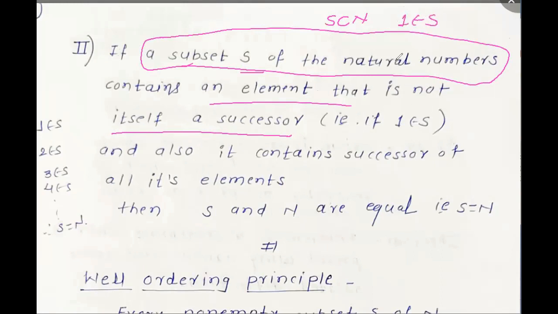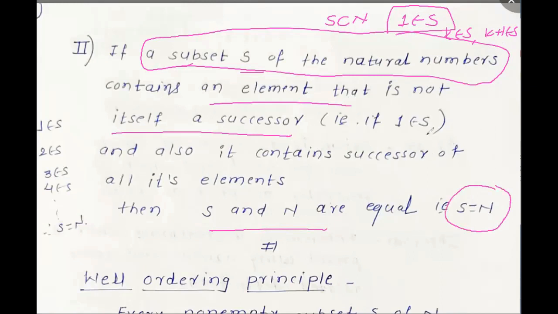If 1 belongs to S, and it also contains the successor of all its elements, that is, if K is in S, then K plus 1 is also in S. This is the successor of K. So it contains the successor of all elements, as well as 1, a number which is not itself a successor of any other number. If this is the situation, then S and N are equal.